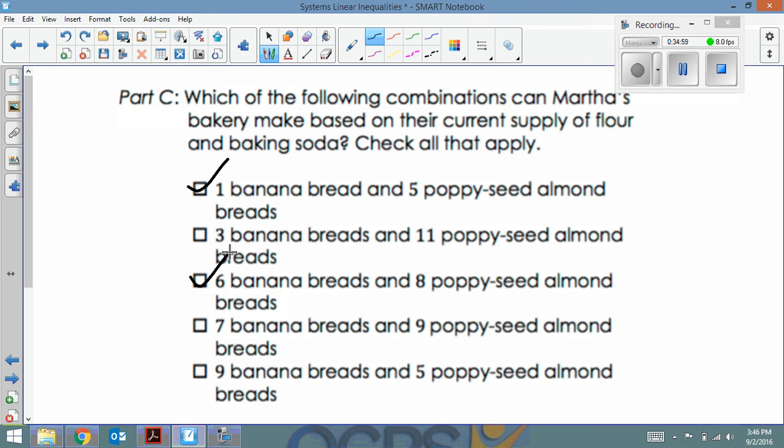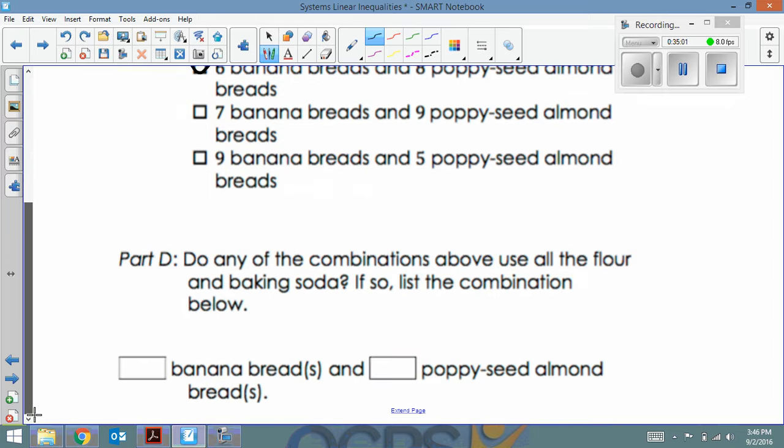And then lastly, do any combination above use all the flour and baking soda, and if so, what's the combination? Then there's one. It's when we have 6 banana bread and 8 poppy seed.